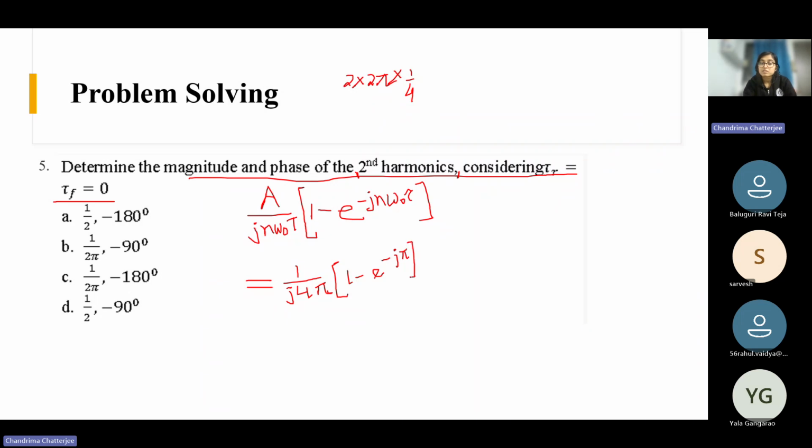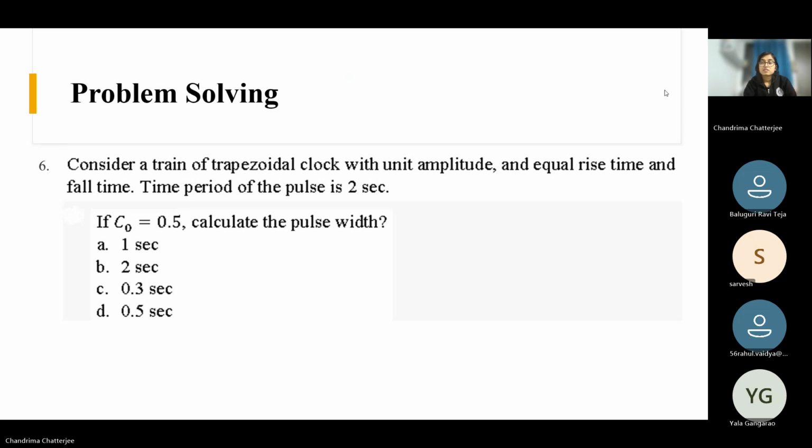Cos pi is what? Minus 1. Okay. So 1 by j 4 pi. Over here we have 2. That gives us 1 by j 2 pi. Magnitude will be then 1 by 2 pi and the phase is minus 90 degree. Right. Phase is minus 90 degree. So you understood, right? How we are getting? Yes, madam. Okay. So here, if you see fourth harmonic magnitude was 0, but second harmonic is not 0. It is 1 by 2 pi. Okay. Because here the duty ratio is 0.25. But for 0.5, it would be 0.